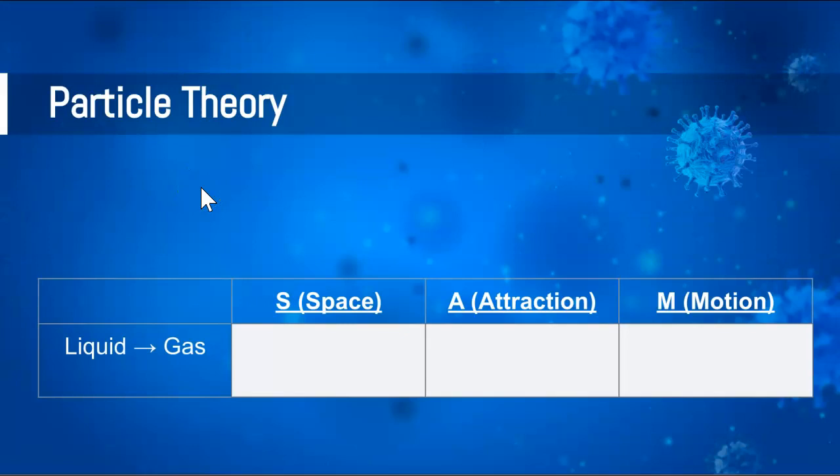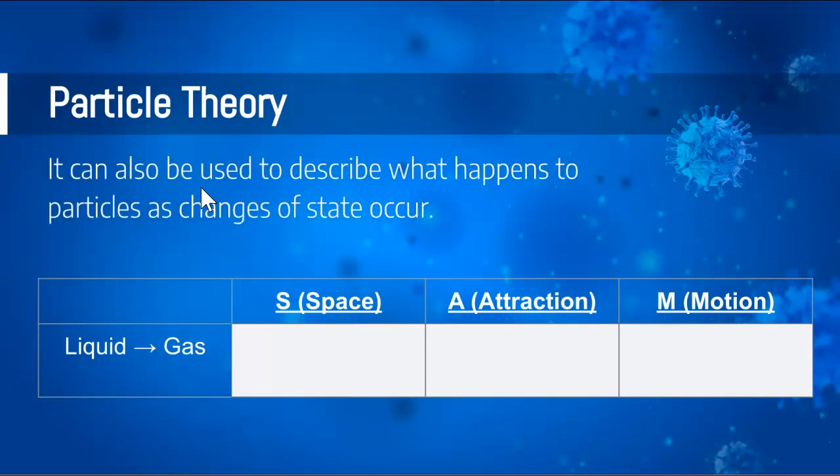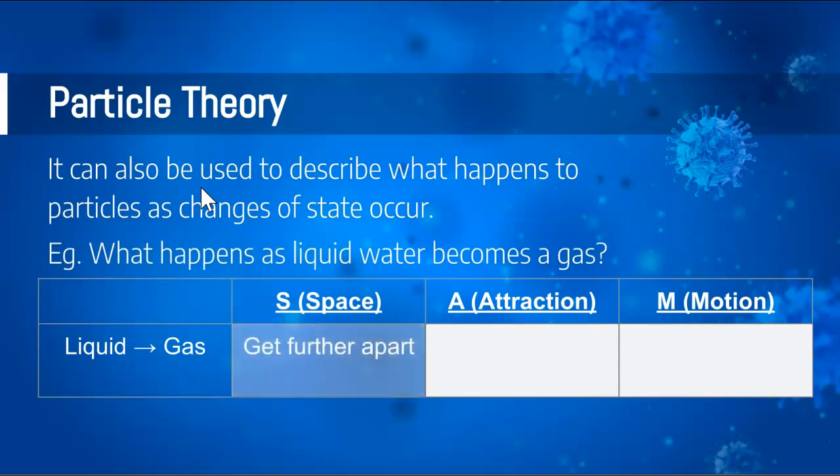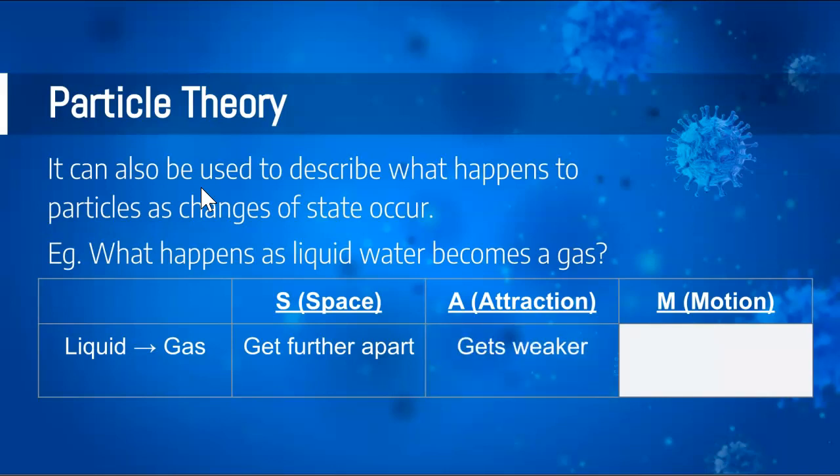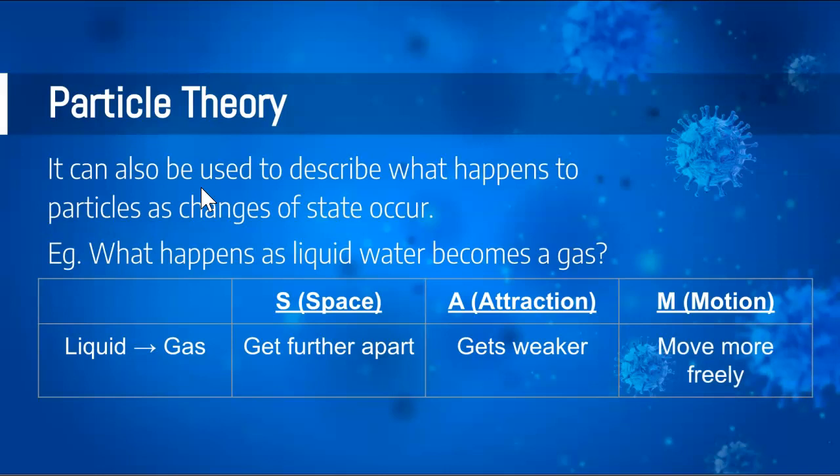All right, so we can actually use the particle theory to describe what happens to particles as they change state as well. So for example, if we're looking at a liquid turning into a gas, what happens to the space between the particles? Well, the space between the particles is going to get larger. Those particles are going to move farther apart. As far as the attraction, because they're moving farther apart from each other, the attraction gets weaker and the motion is going to increase. They are going to be able to move more freely.